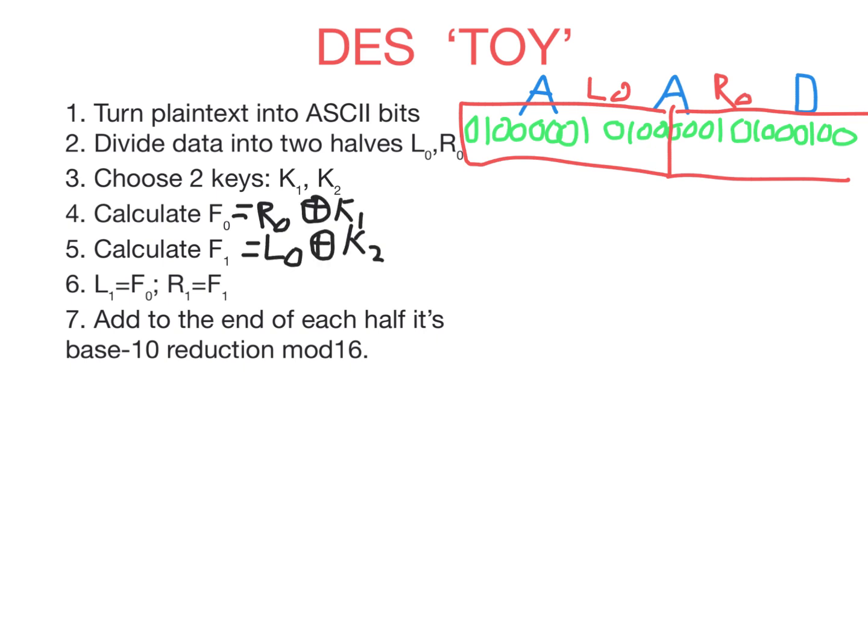So I'm going to choose two keys, K1 and K2. I'm going to make them 12 bits long, and then I'm going to use the first key to XOR with the right half. The second key I'll XOR with the left half. Remember, this operation here is XOR. So let's choose the 12-bit keys. I'm just going to choose them at random. So here I have my K1 and K2. Doesn't really matter which is K1 and K2.